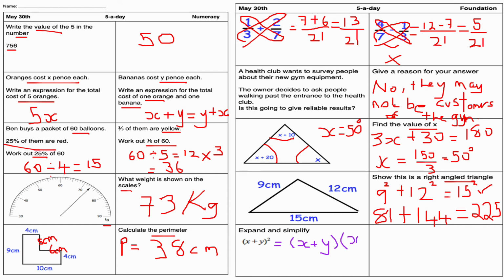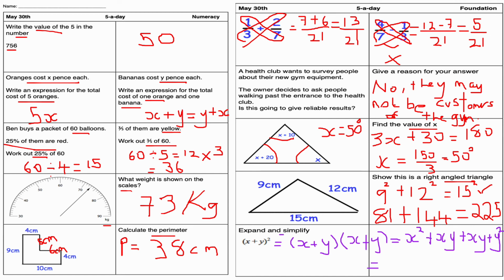x times x is x squared. x times y is xy. y times x is xy or yx, either way is the same, and then y times y is y squared. So hopefully you are much happier and familiar now with expanding double brackets involving anything. It can involve just pure letters or letters and numbers.